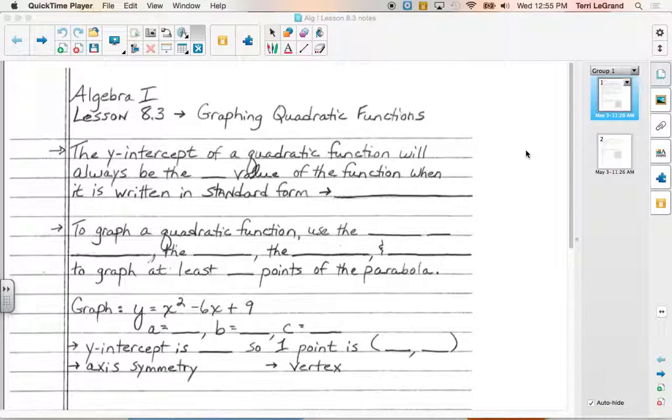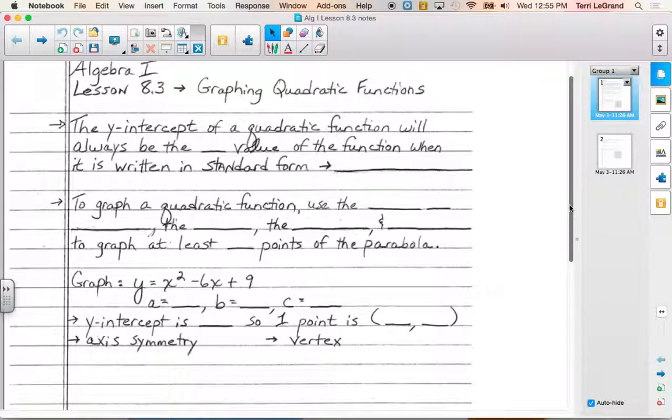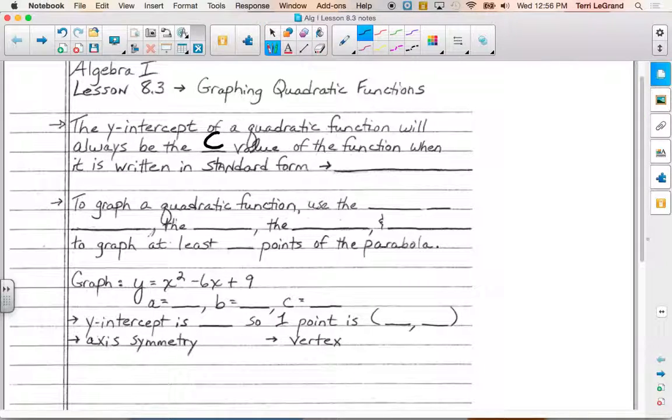Our quadratic functions, instead of me saying, okay, use this and this and this for x, we're going to have a method to go about it. So we're going to start with learning something we haven't learned yet. Here's something else we can add into our array of quadratic function skills. The y-intercept of a quadratic function will always be the c value of the function.